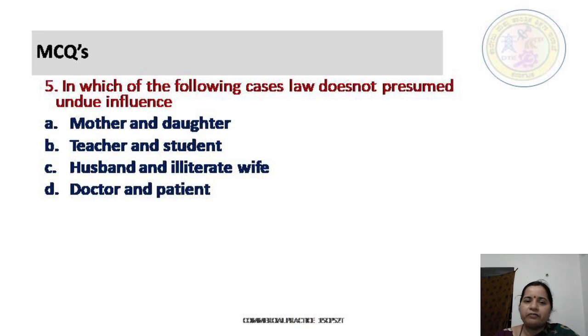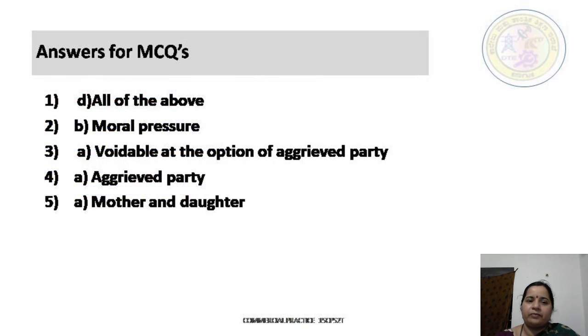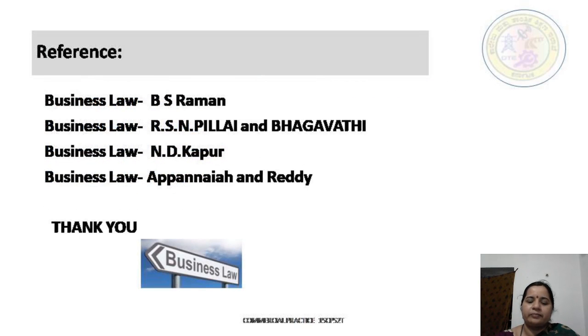In which of the following cases law does not presume undue influence? Mother and daughter, teacher and student, husband and illiterate wife, doctor and patient. Okay. Try to answer these MCQs on your own. Okay.